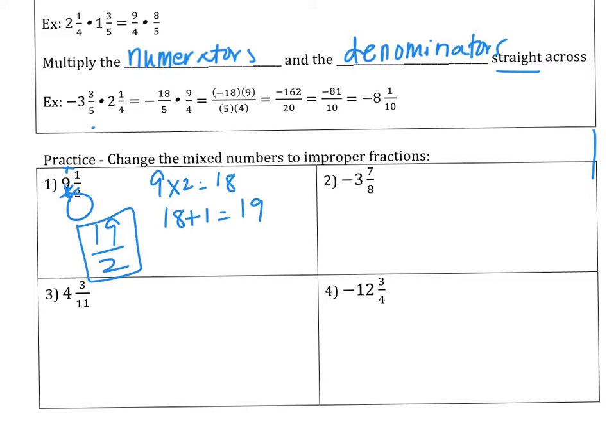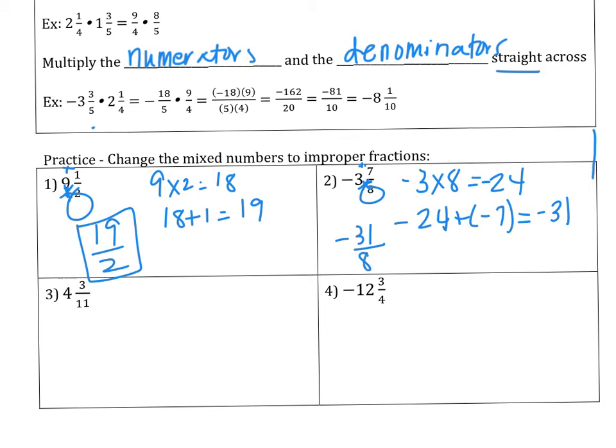Here we have 8 times a negative 3. So negative 3 times 8 is negative 24. And then you're going to add a negative 7. So negative 24 plus a negative 7 is a negative 31. So it's going to be negative 31 over your denominator, which was 8.